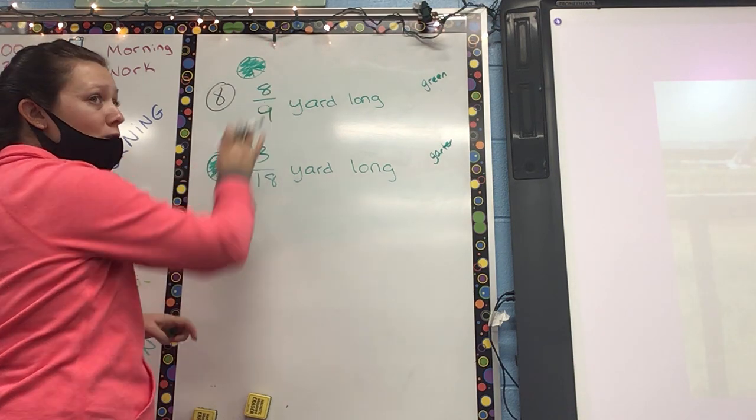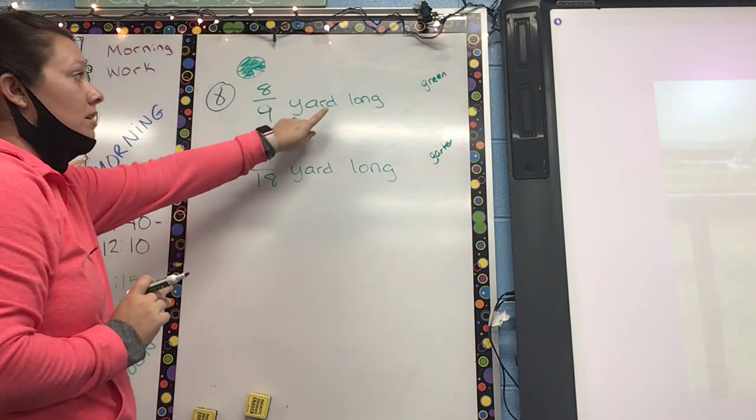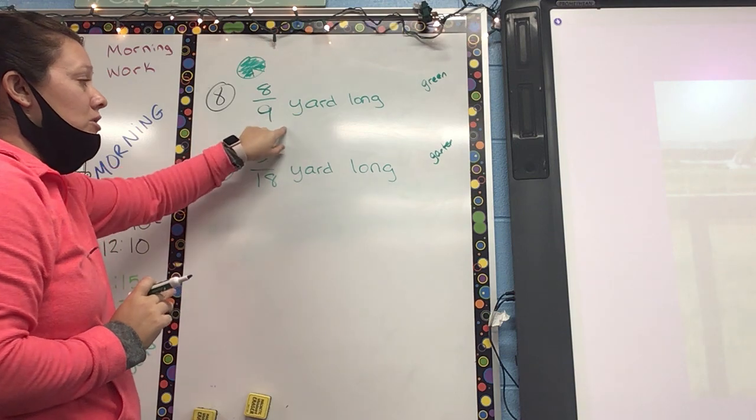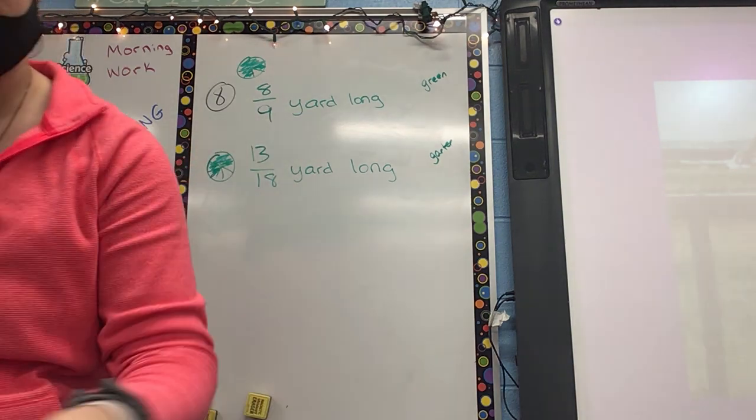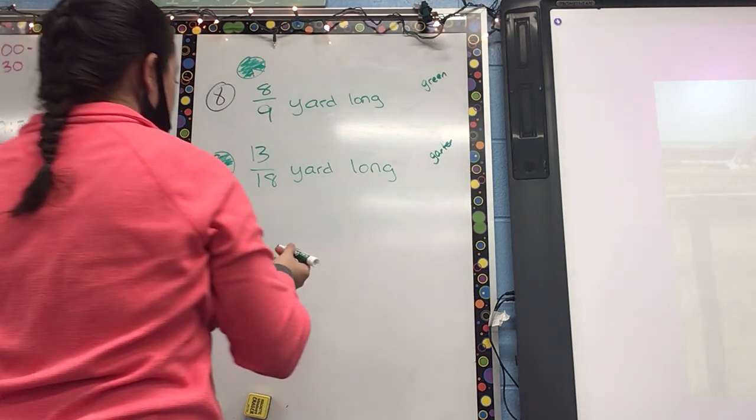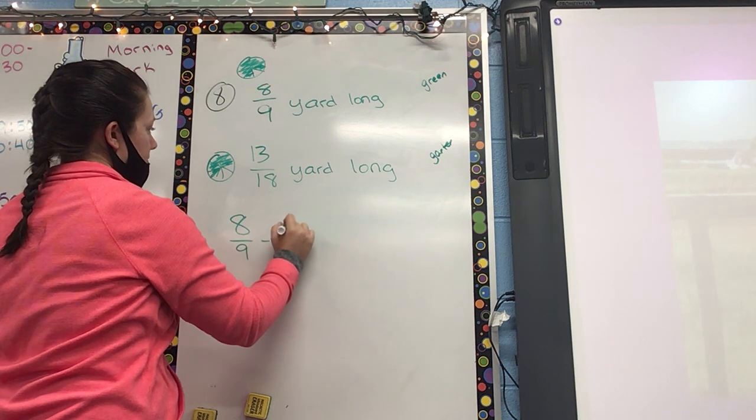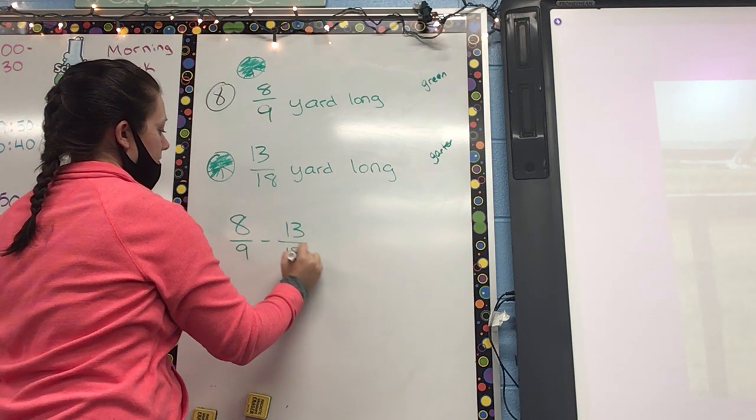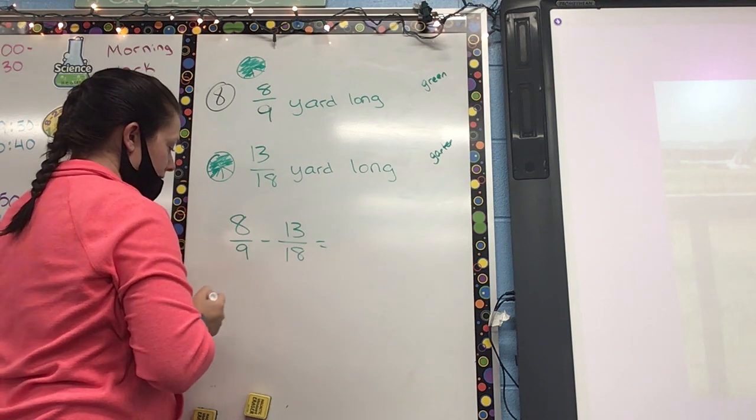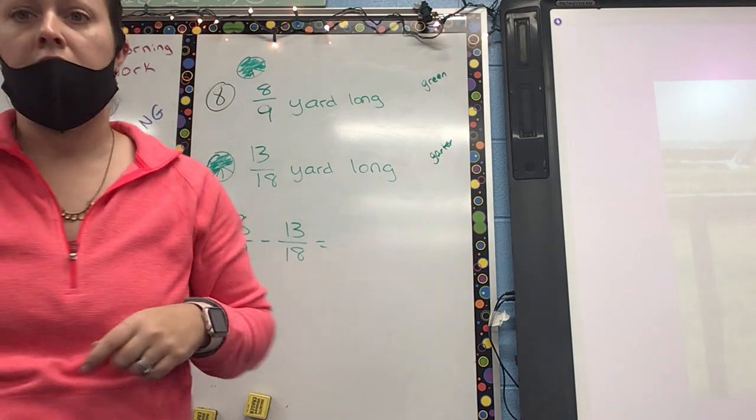8/9 is almost the whole thing, right? So which snake is bigger here? 8/9, our green snake. So how much longer is our green snake than our garter snake? What's going to be your equation? 8/9 minus 13/18. Ladies and gentlemen, I'm not going to finish that for you, but you can go ahead and finish that on your own time.